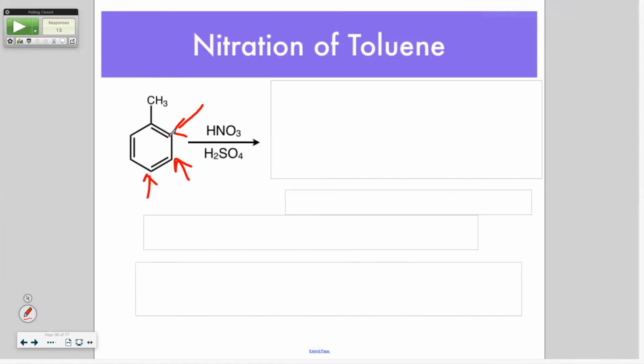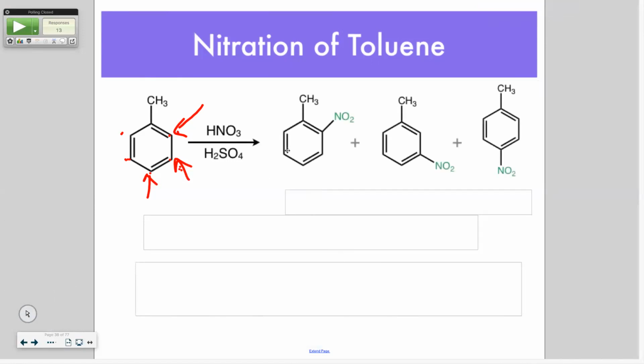You can get it ortho, meta, or para. You could get all 3. Do you see that over here? This one is repeating this one, and this one is repeating this one. Okay, I just want to make sure. All right, so here's what happened. Here are the three. Okay, well, what they found when they analyzed is that they got 63% of the ortho, 34% of the para, and 3% of the meta. They actually get a little bit of the meta. Okay.